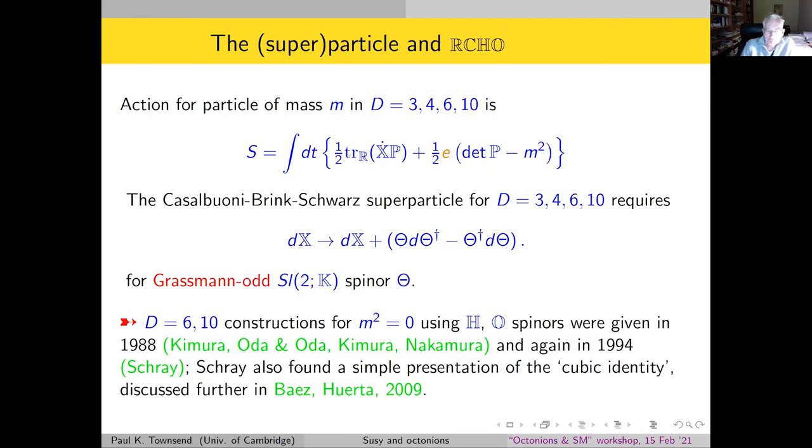1988. And I think Schray also did it later, in 1994. And one of the nice things about Schray's paper is he found a simple presentation of the cubic identity, which is discussed further in Baez and Huerta. And I think Schray also called it the psi-cubed identity or something like that. Anyway, we'll be using this cubic identity at various points later on.